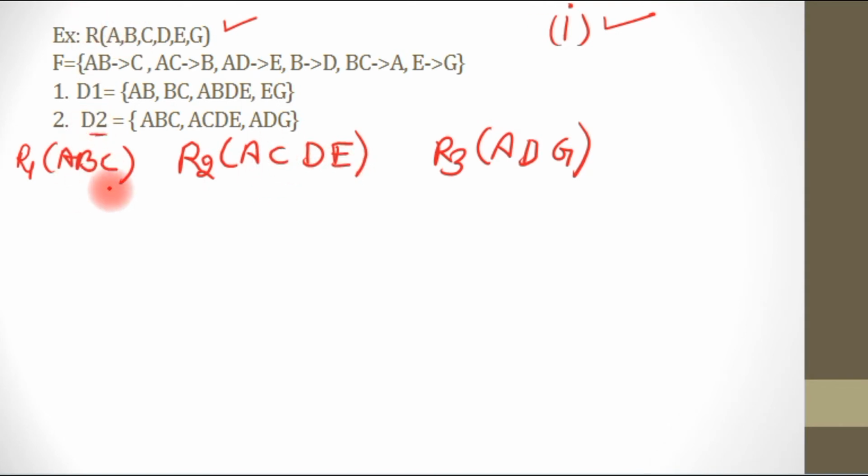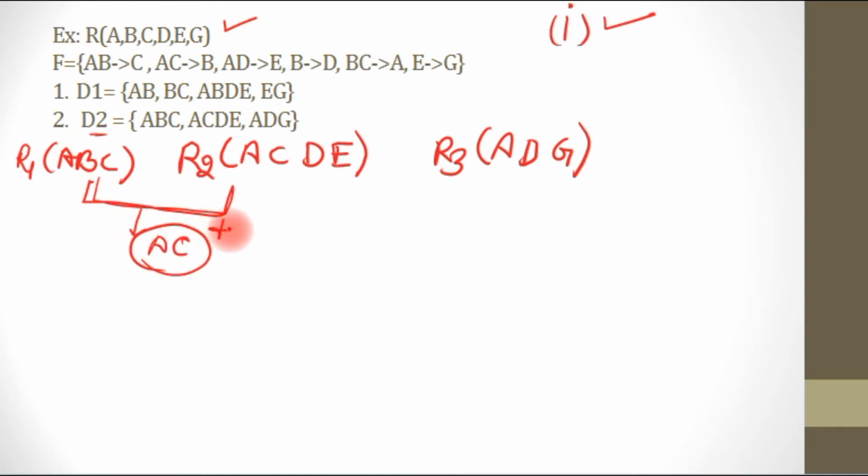So now we have to check, can we merge all these subrelations into a single relation or not. So first see, can we merge these two subrelations R1 and R2? So what is the common attribute between these two relations? Here we have AC. So check whether AC is the super key of R1 or R2.